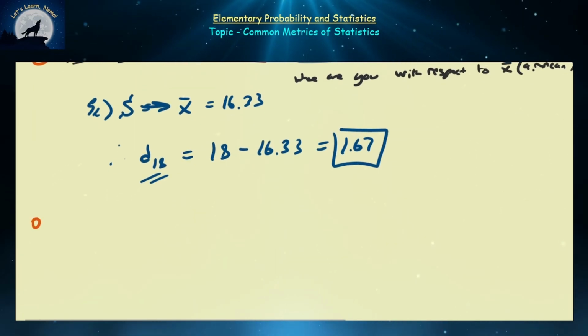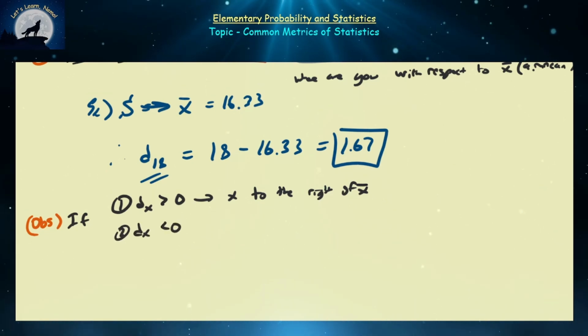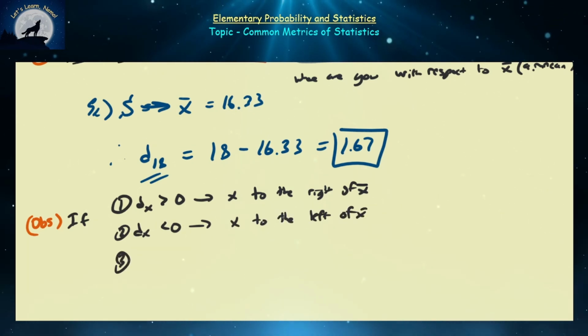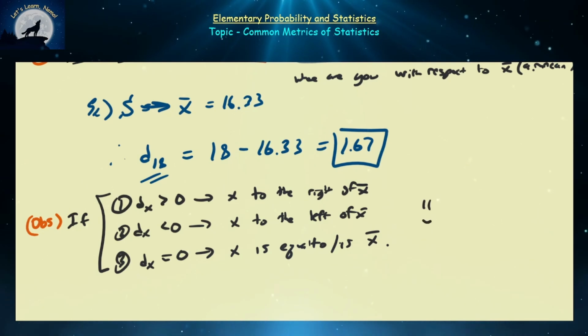One important observation, and this is going to be very important later, is that if the difference score is positive, then that means x is to the right of x bar. And if the difference score is negative, what does this mean? So that's x is to the left of x bar. And lastly, if the difference score is equal to 0, that means x is precisely equal to x bar. So those are some observations that you can immediately get from the difference score. Now there is another type of score, which is called a z-score, but we'll talk about that in just a moment.